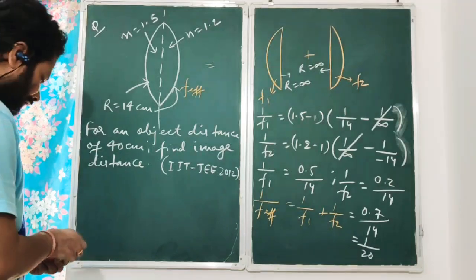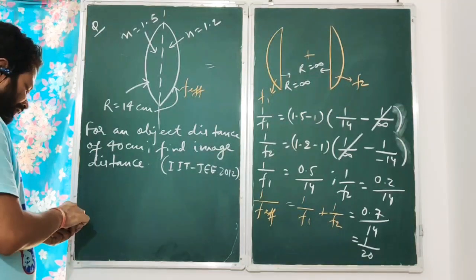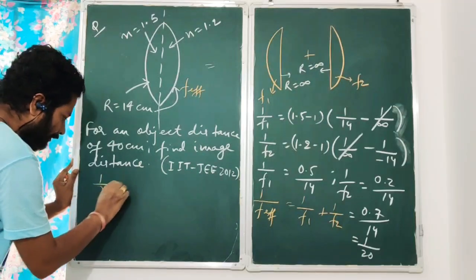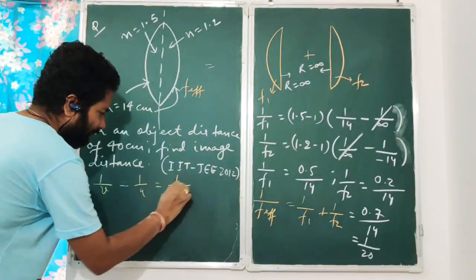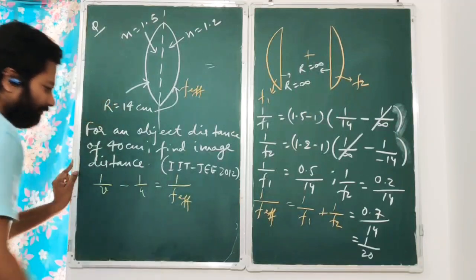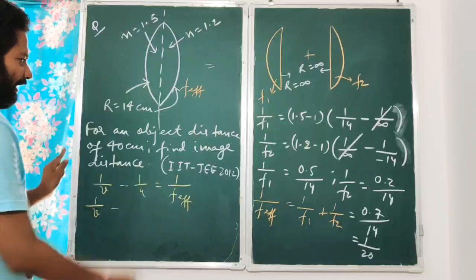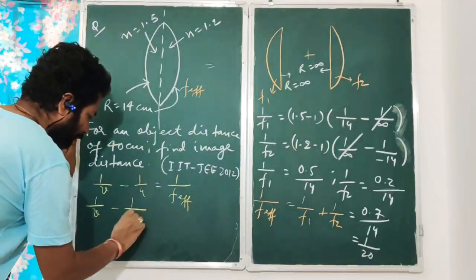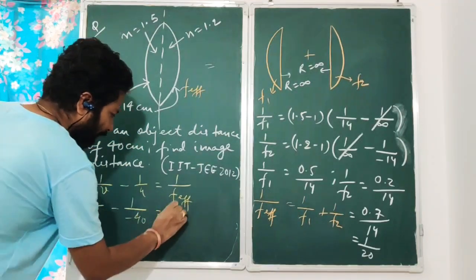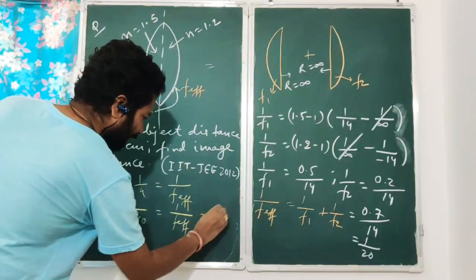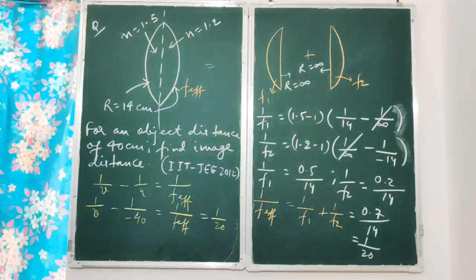Now we will make use of the lens equation, which we have already studied, and that is 1 by v minus 1 by u is equal to 1 by f effective. So v is something which we need to find out, so we won't put any sign. U is 40, so put it minus 40, and that is equal to 1 by f effective. So 1 by f effective, we have calculated it as 1 by 20.